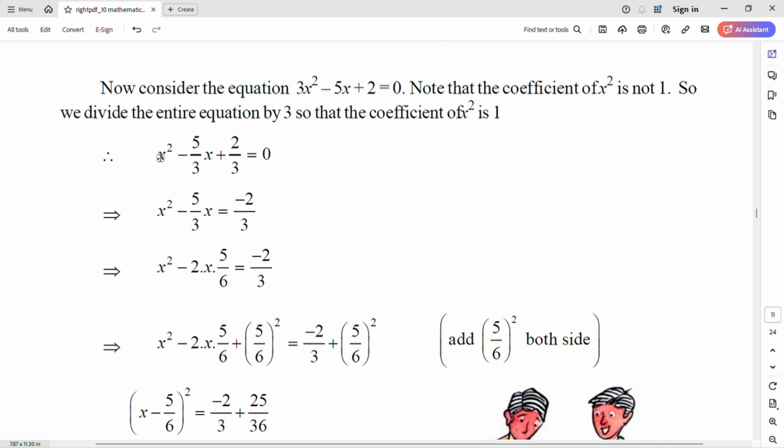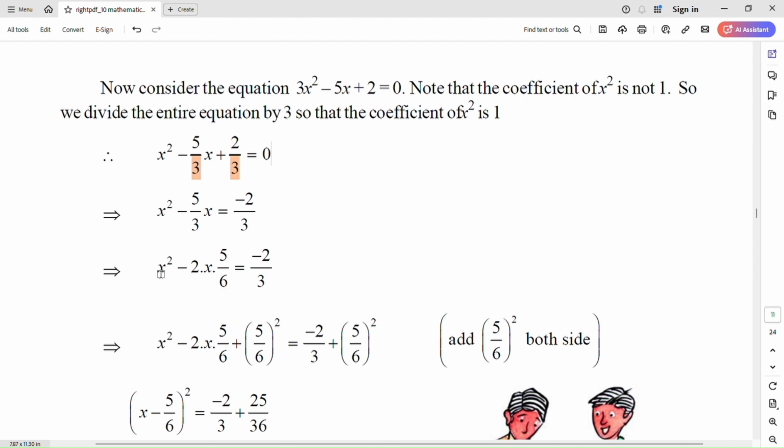x square minus 5 by 3x plus 2 by 3. Now you take the constant term 2 by 3 to the other side. We took it out. So x square minus 5 by 3x equal to minus 2 by 3, right? Now I am trying to make it a 2ab term, 2 into x into 5 by 6. 5 by 3 I rewrote like this.